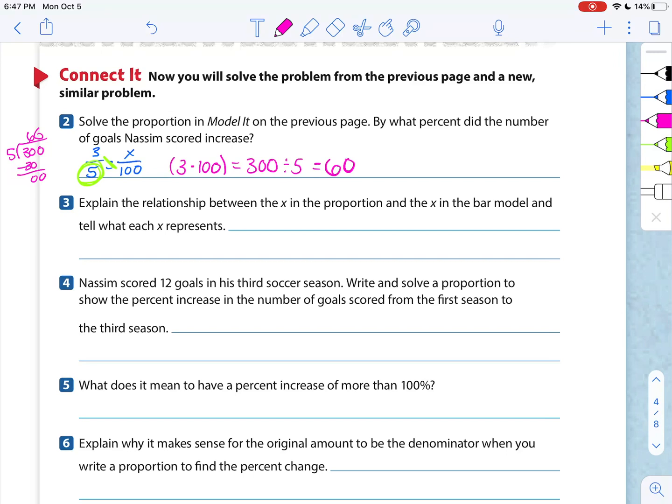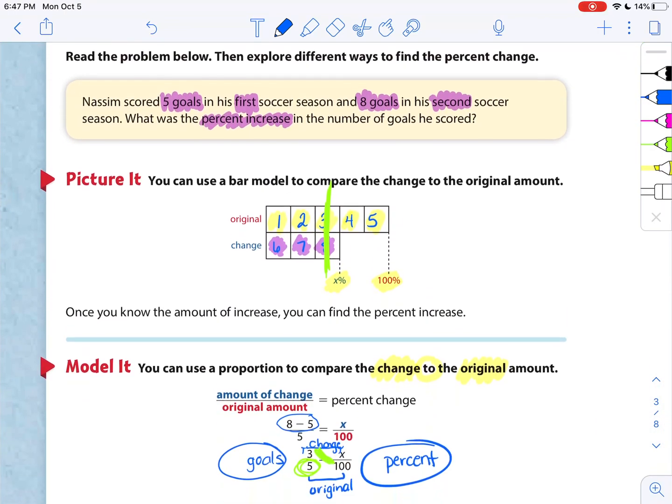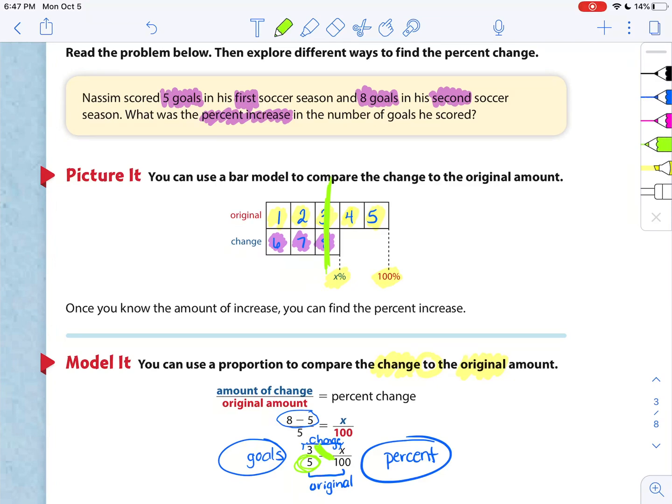By what percent did the number of goals Nassim scored increase? It increased by 60%. So just by setting up that proportion, cross multiply and divide, you see it increased by 60%. And remember what we talked about in the picture, that green line was halfway, so that was 50%. And we said that our percent change was a little bit more than 50. And 60 is a little bit more than 50.